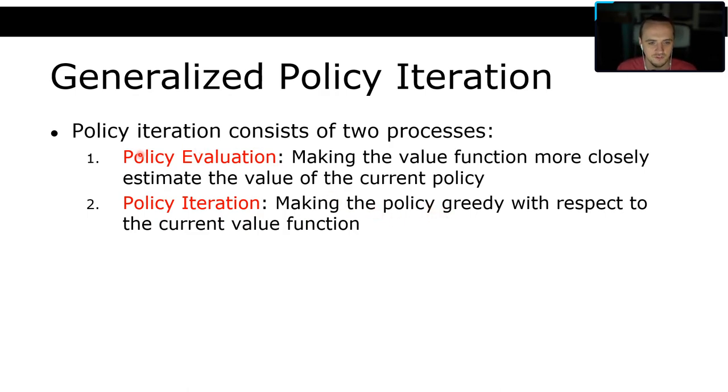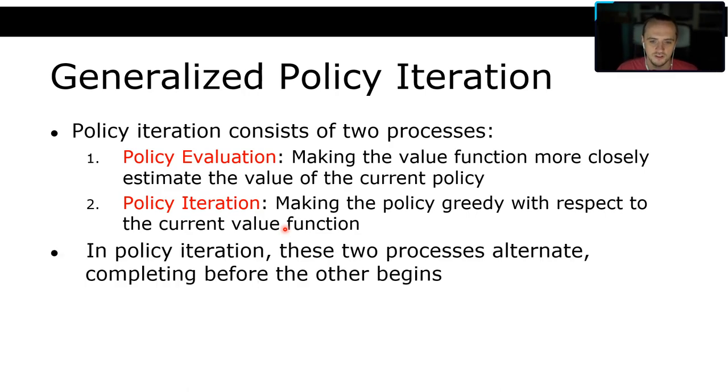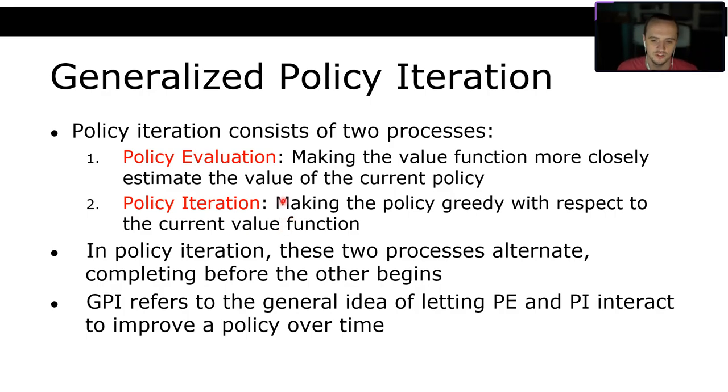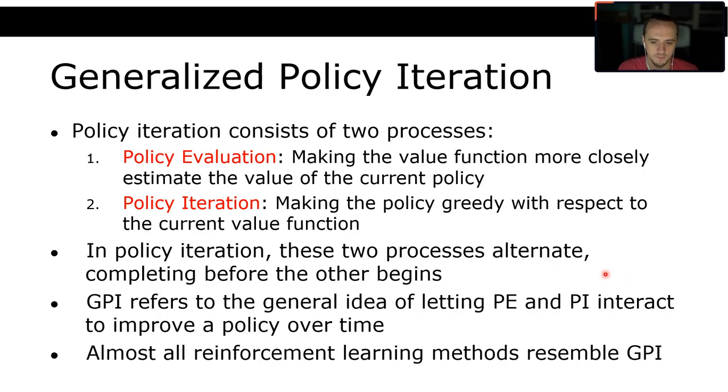So that's making the policy greedy with respect to the current value function. So what we do is after we've updated the values of our actions at particular states, all we have to do to update our policy is say, well, just like in the bandit action selection, all we have to do is choose the action with the maximum value. So in policy iteration, these two processes alternate and one completes before the other one begins. And GPI refers to the general idea of letting policy evaluation and policy iteration interact and improve a policy over time. And almost all reinforcement learning methods resemble GPI.